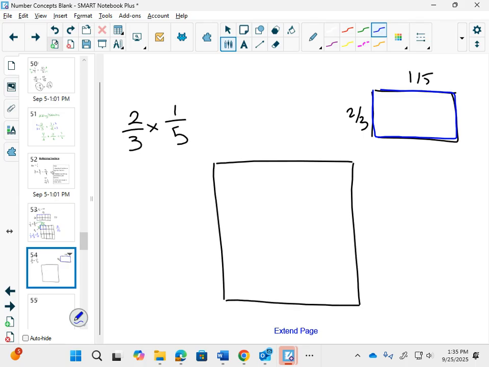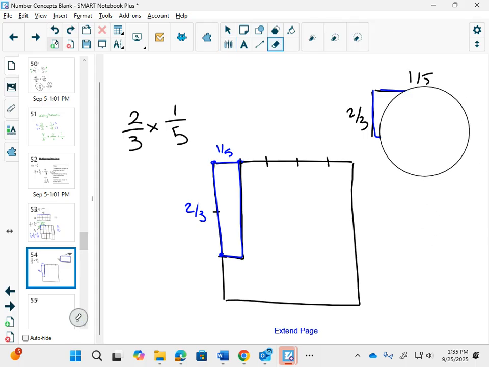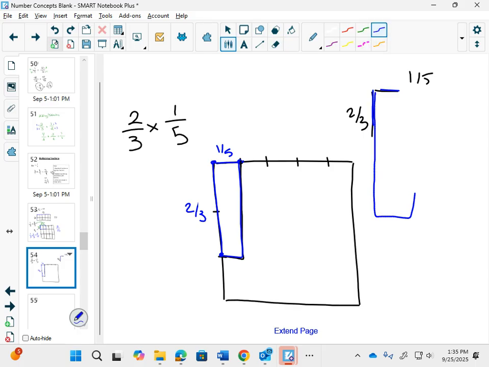Now I made a square that's 1 by 1. If the one side I divide into 3 chunks, then from here to here would be my 2/3. And if the other side I divide it into 5 sections, then from here to here, that's my 1/5. This is the rectangle. It's bugging me that this is so badly drawn, so I'm going to redraw it. It's supposed to look more like that. That's the shape of it.